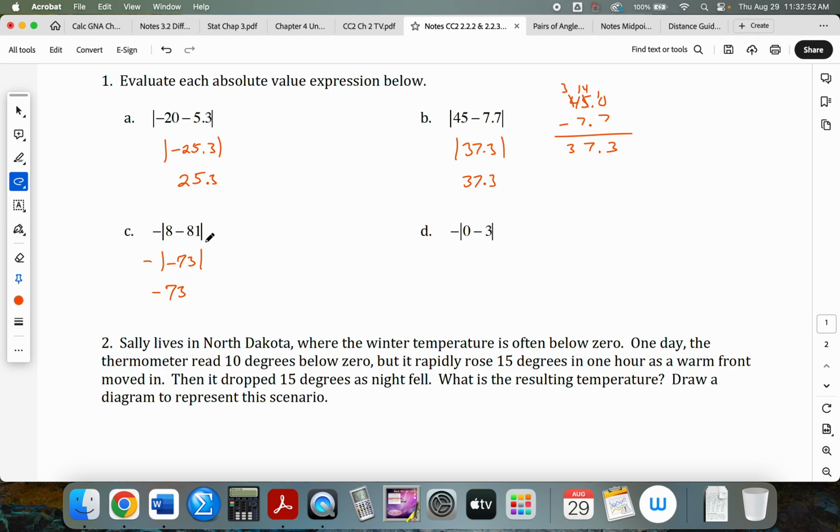Do you guys remember how to do this when you have 8 minus 81? Does anyone not remember that? And it's fine if you don't remember. It's like, man, I've slept since then. I don't remember how to do that.